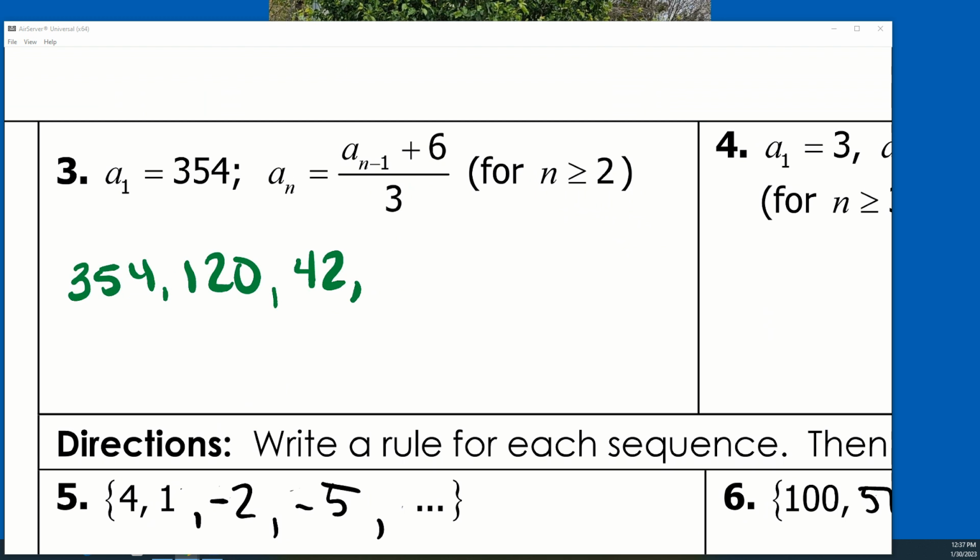So we're going to take 42, add 6 to it, and then divide by 3. Okay, and then finally, we're going to take 16 and add 6 to it, and that's 22. And that doesn't divide evenly. So if it doesn't divide evenly, you can leave it like 22 over 3 if you want to. If you wanted to give the decimal, it's okay, but you can just leave it.